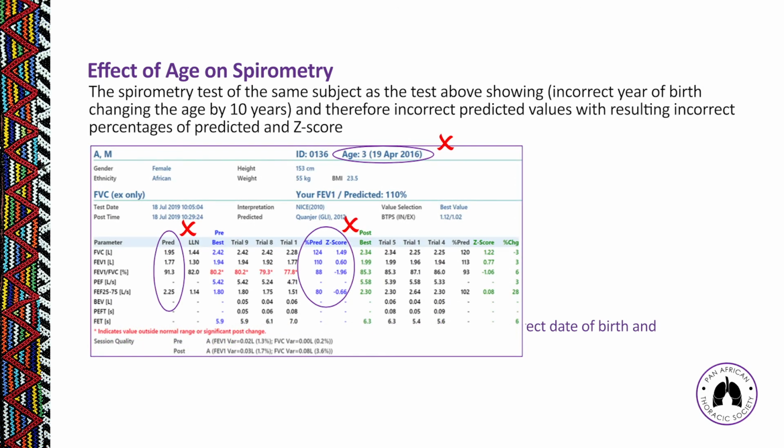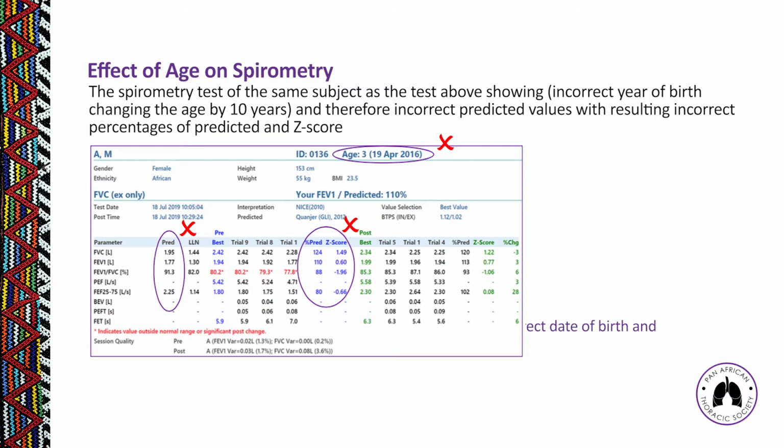Now when this same child is entered incorrectly as age 3 instead of age 13, look at how the predicted values decrease from an FVC of 2.56 to 1.95, changing the Z-score for the FVC from minus 0.43 to 1.49. And on the FEV1, the predicted when the child is correctly entered as 13 years of age is 2.30, giving the Z-score of minus 1.18.